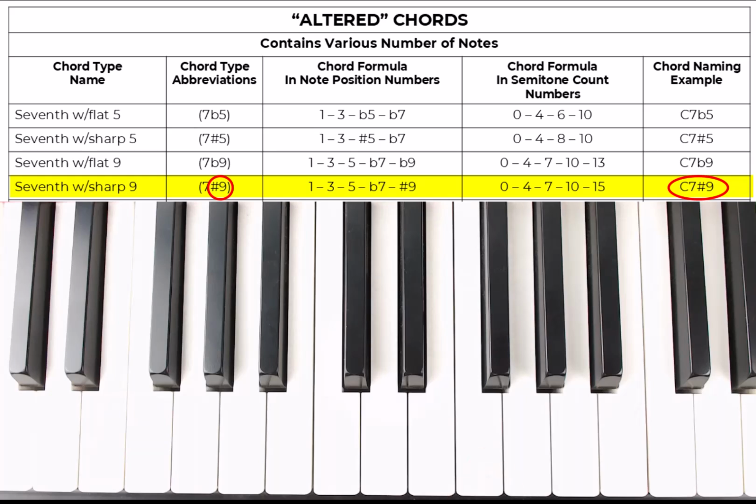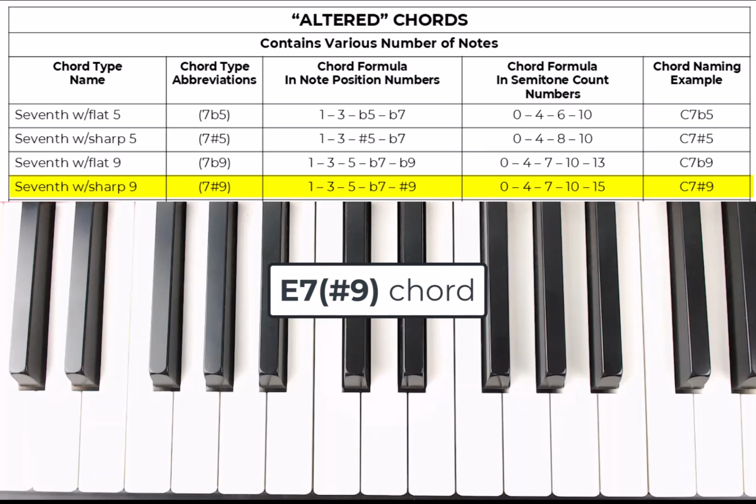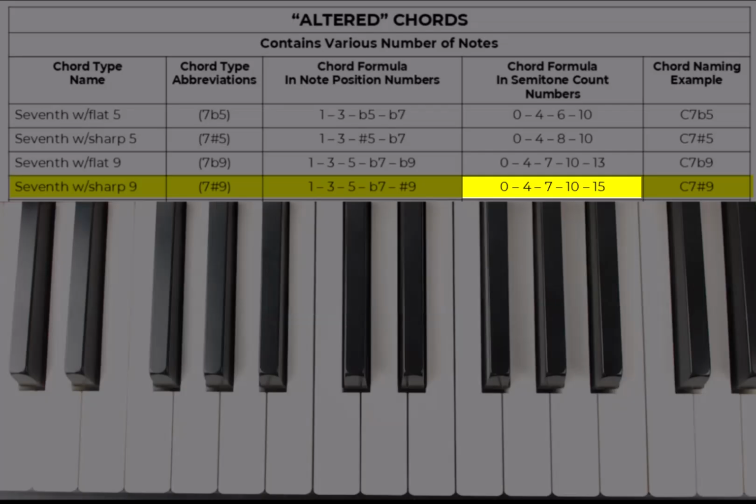So interestingly, one of these 7ths with a sharp 9 became famous by Jimi Hendrix back in the 60s in the song Purple Haze. And specifically, he was using an E7 sharp 9, that is an altered chord, and commonly known now as the Jimi Hendrix chord. Its formula then would be 0, 4, 7, 10, and 15.